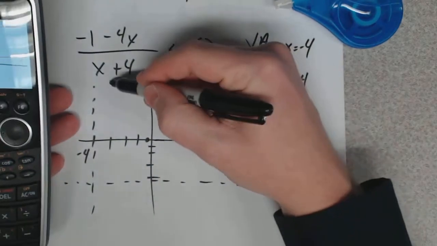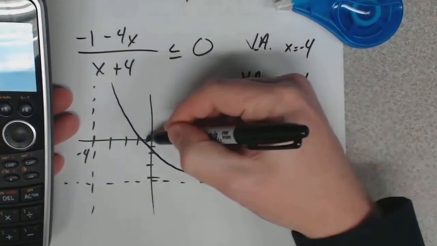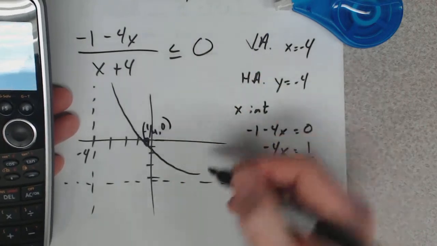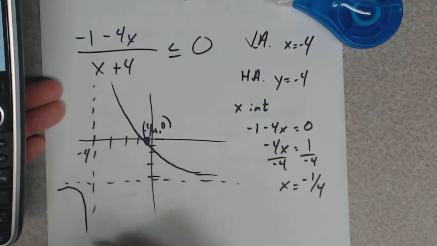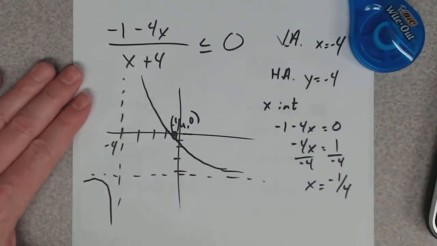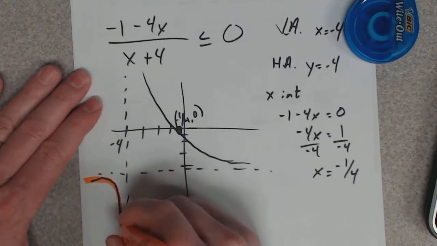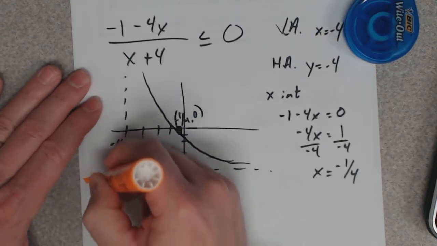So it's got to come in here. Oh, shoot, I missed it. That's at -1/4, right? And then this side over here is in here. Now you're wanting less than or equal to 0. That's below the x-axis. This whole piece right here is below the x-axis, right?